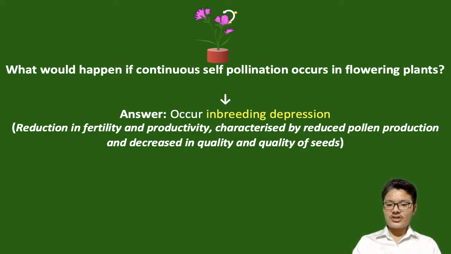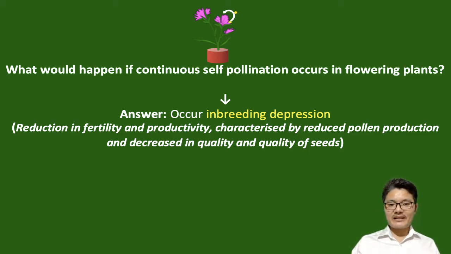The term depression here refers to decrease in something. What is being decreased? The fertility of the plant is being decreased. If the plant is becoming sterile, it is losing its ability to reproduce, and in a way this leads to extinction of the plant, as the plant won't be able to survive. So without discussing much, what would be the solution for inbreeding depression?